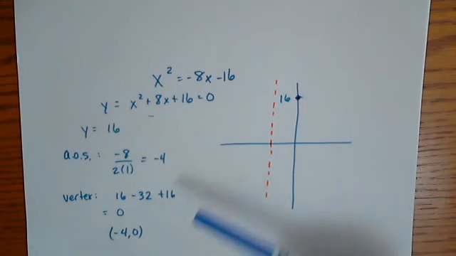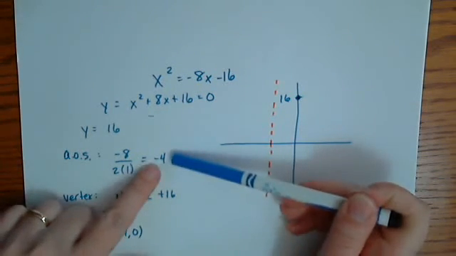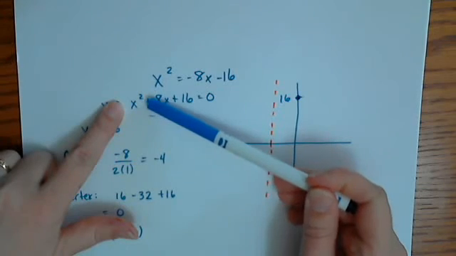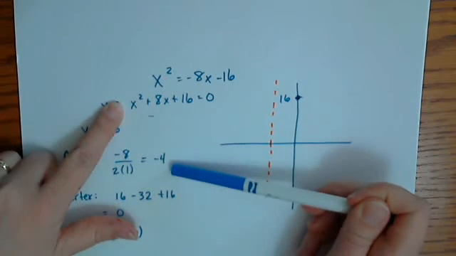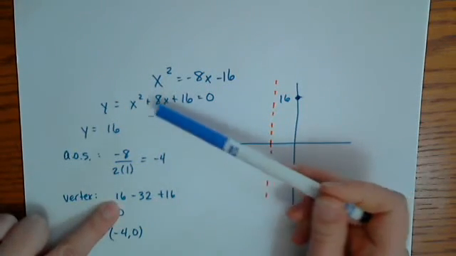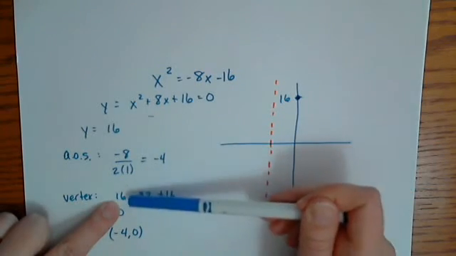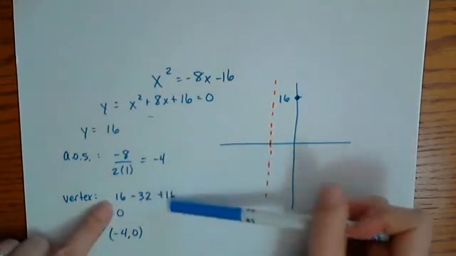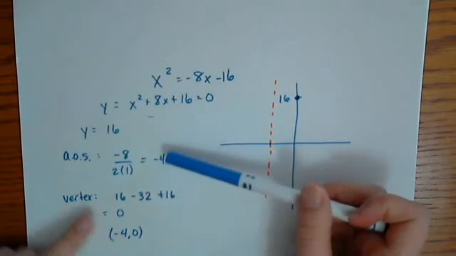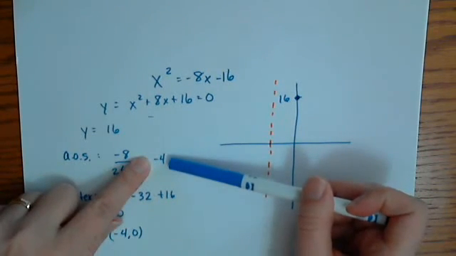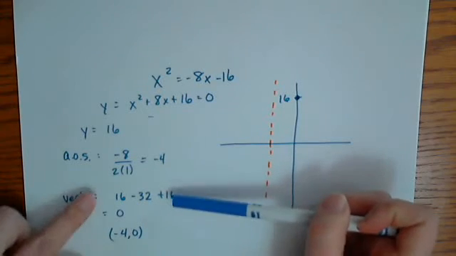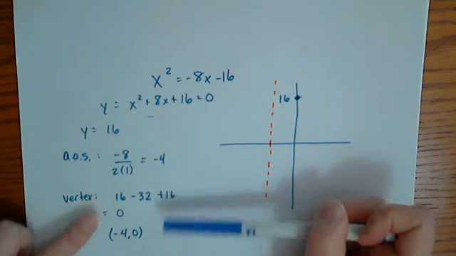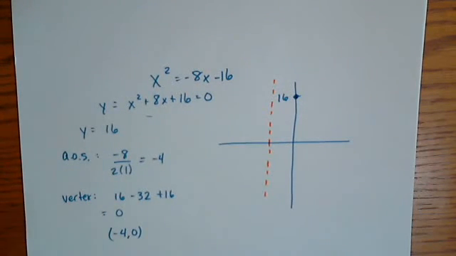Did you all see how I did that so quickly? I put this negative 4 in here. X squared, negative 4 squared is a positive 16. 8 times a negative 4 is a negative 32. 16 is just 16. So then we add and we get a 0. So our axis of symmetry is going to give us our x coordinate, and our y coordinate comes from our substitution, and our vertex is at negative 4, 0.